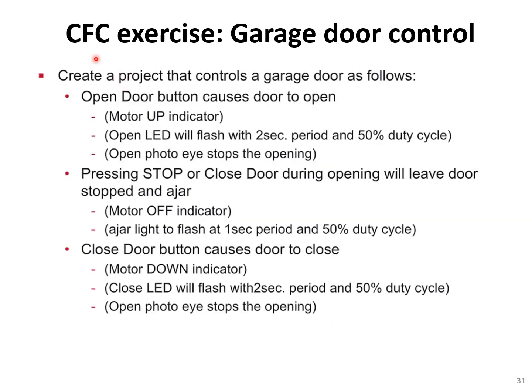Another exercise is a garage door control. Create a project that controls a garage door as follows. Open door button causes door to open. So motor up direction indicator. Open LED will flash with 2-second period and 50% duty cycle. And open photo eye stops the opening. Pressing stop or close door during opening will leave the door stopped and ajar. Motor off indicator, an ajar light to flash at 1-second period and 50% duty cycle.